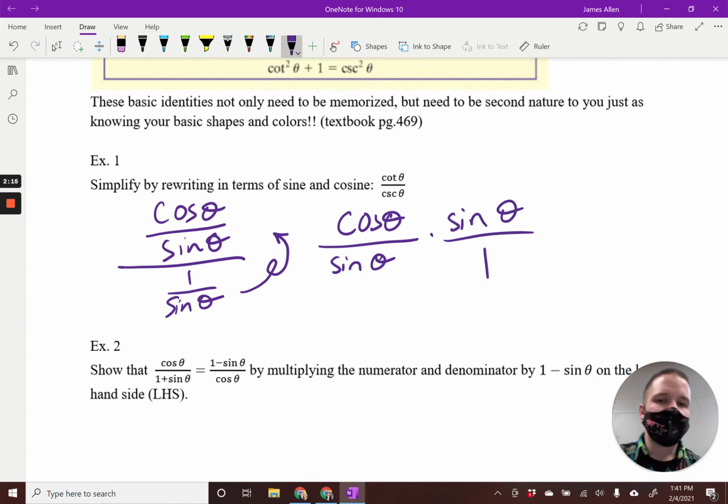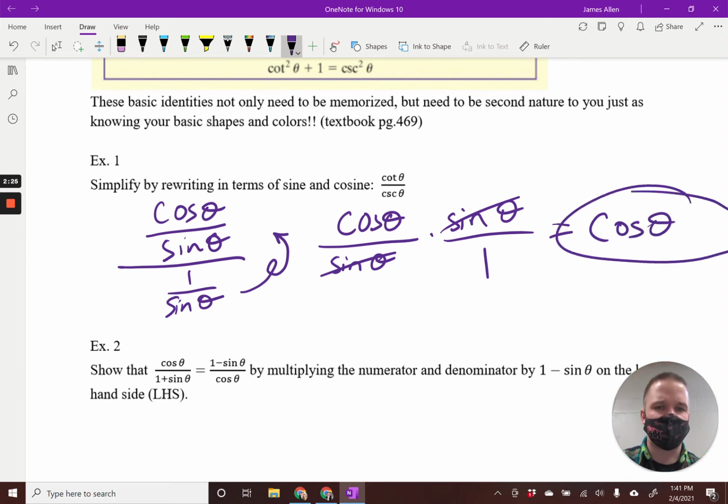All right. So reciprocal of 1 over sine is sine over 1. Now I can cancel those out, and I'm left with cosine of theta over 1, which is just cosine of theta. Look at that. Nice and simplified. Nice and neat. All right.